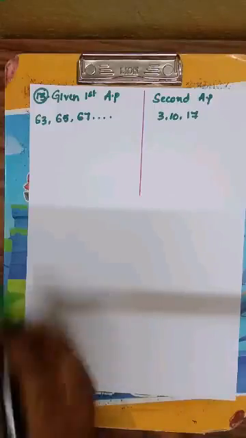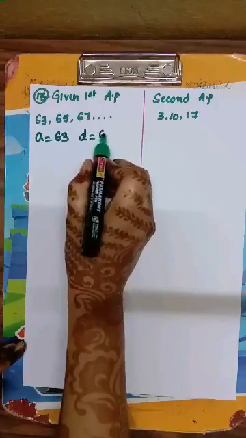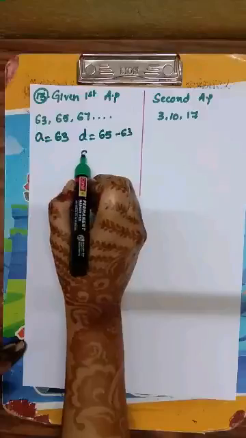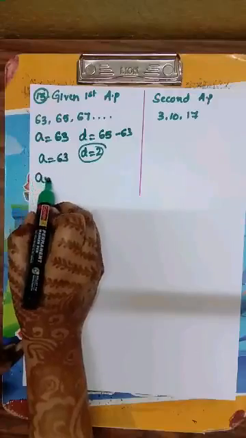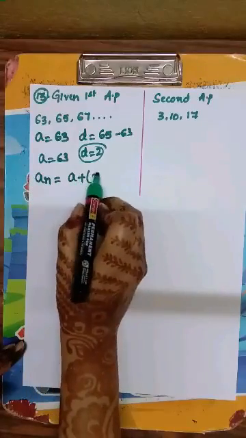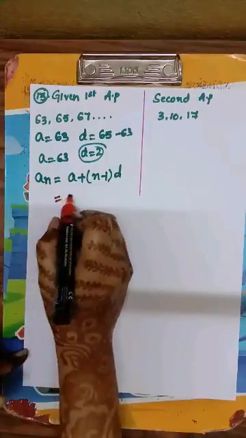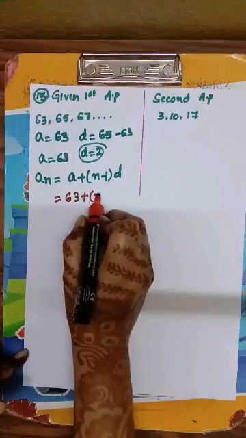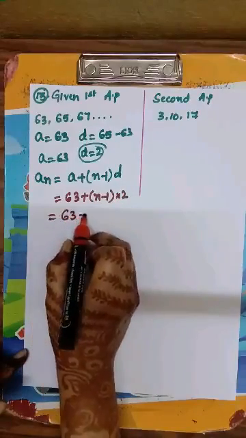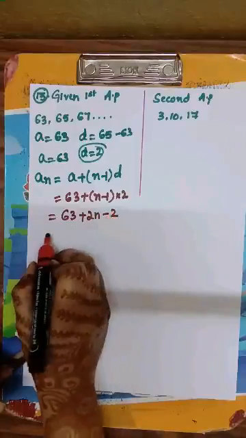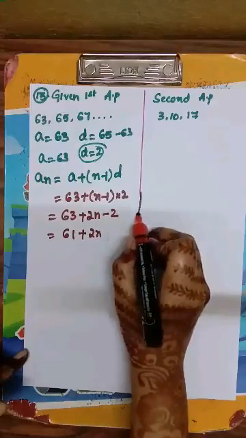Okay, we know that a is the first term, that is 63. d is equal to 65 minus 63, so we got the value of d as 2, a as 63. So put in the nth term formula, a plus n minus 1 into d. Substitute my values: 63 plus n minus 1 into 2, that is 63 plus 2n minus 2. 63 minus 2 is 61 plus 2n. This is the nth term of the first series.